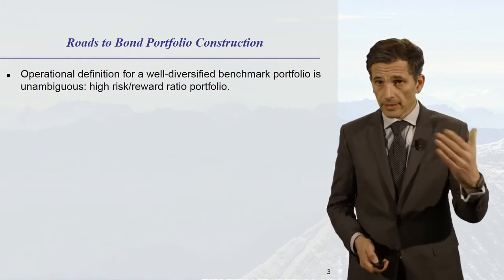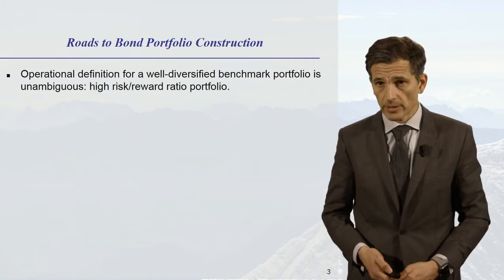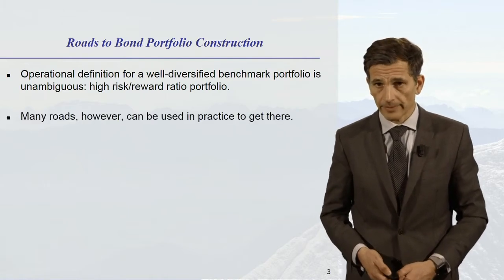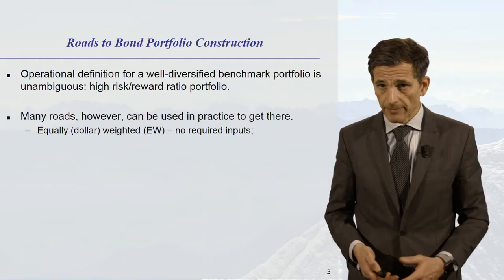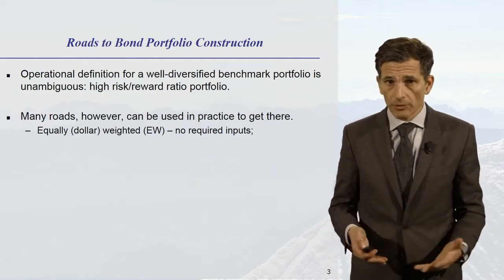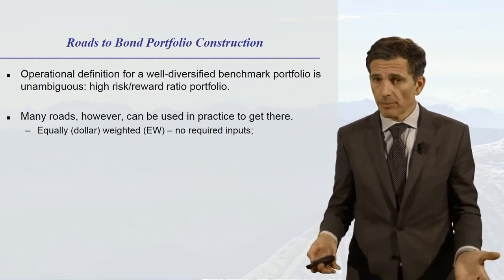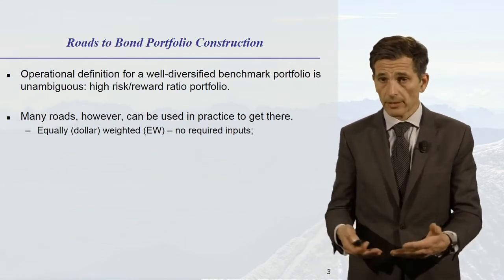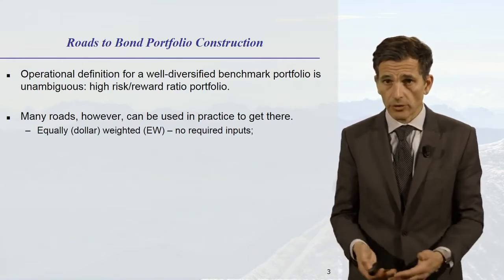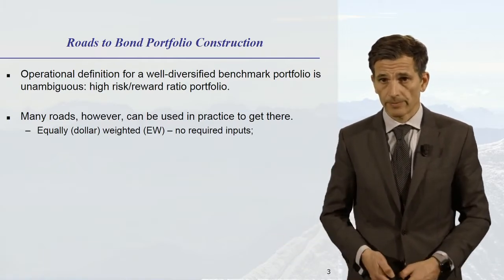Now, if the target is clear, it's not as clear what's the most efficient way to reach it. The first approach is a very naive approach, equal dollar contribution. You don't need any inputs. You don't need to estimate risk parameters or expected return parameters. You take a set of bonds and you just equally weight them, equal weights to all of them.